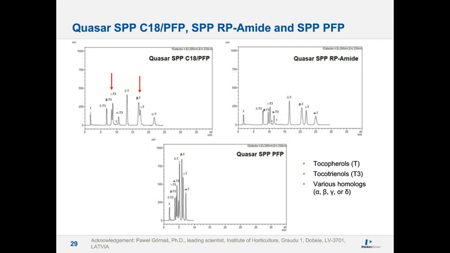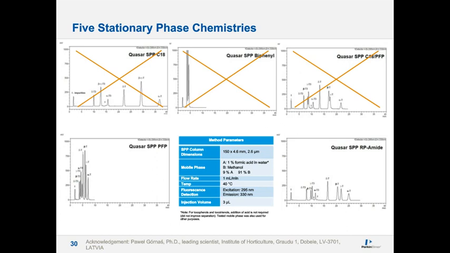Now, the PFP phases are especially useful for separating isomers and closely related species. So to summarize so far, analysis of Tocopherols and Tocotrienols using a biphenol column was shown to be unsuitable due to coelution and minimal retention. A C18 phase provides much better separation in comparison with a biphenol phase, but it didn't resolve the beta and gamma isomers of either the Tocopherols or the Tocotrienols and had quite a long runtime.